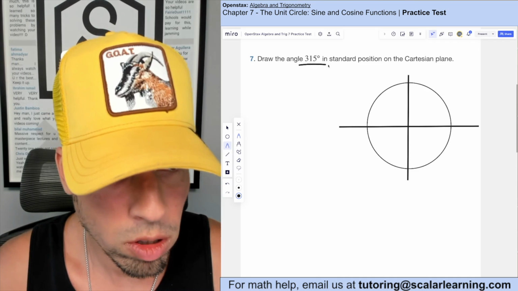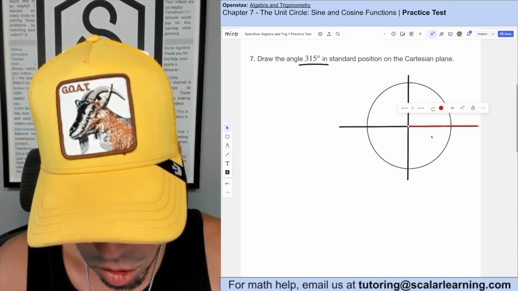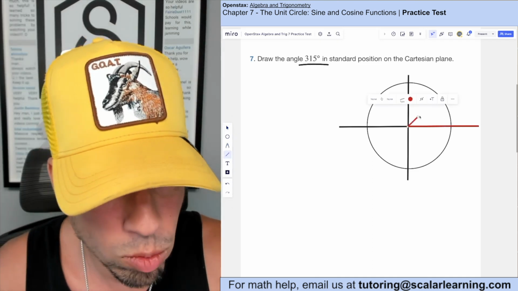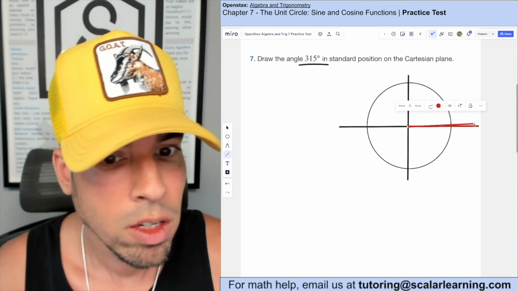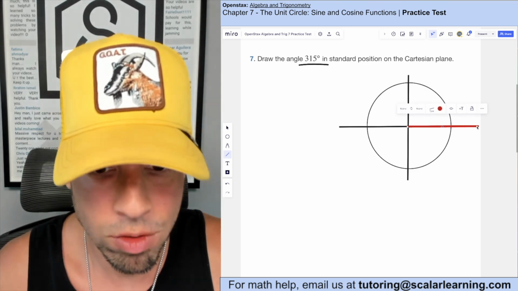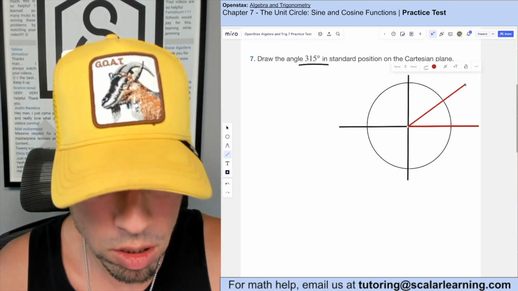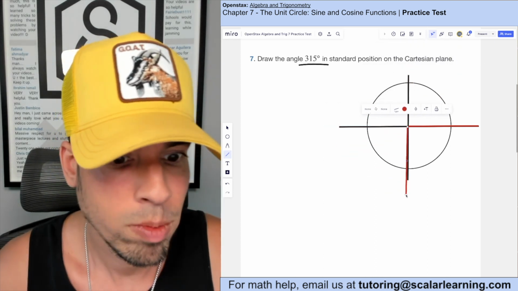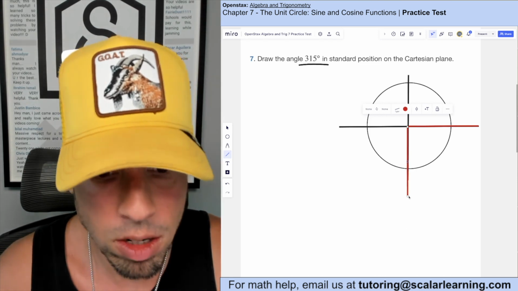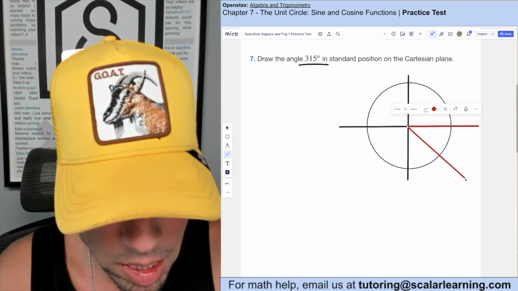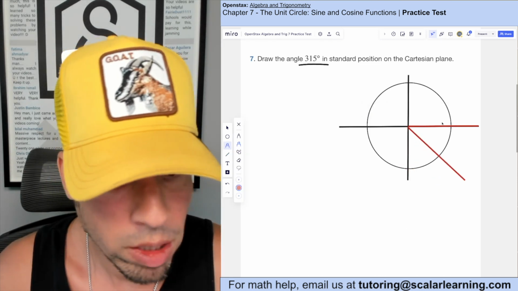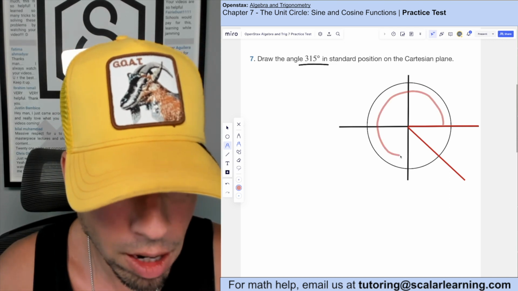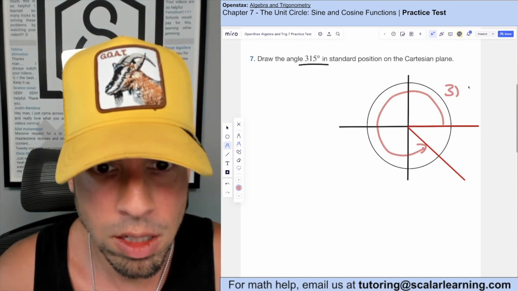So this one says draw the angle 315. So we're going to start with our initial side there, and then we're going to do 315. So now, you know, it's positive, so we're going counterclockwise. So this would be like 45, this would be like 90, this would be like 180. This would be like 270, and then we have another 45 to go. So kind of right here in that middle, which means 315 would be this entire angle. So that's how you do it.